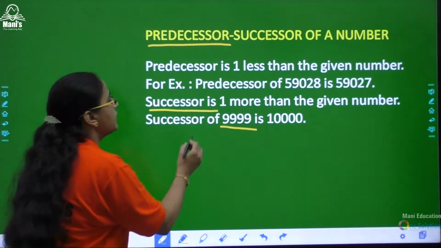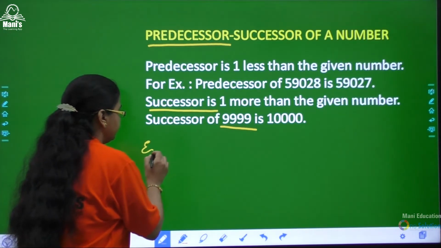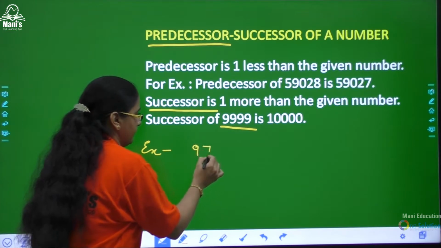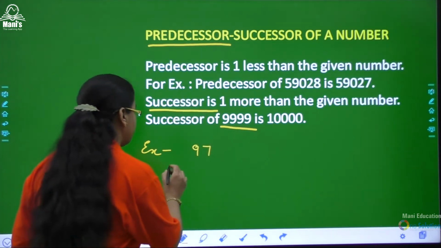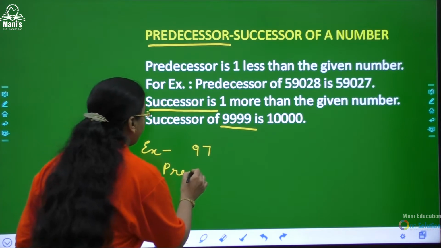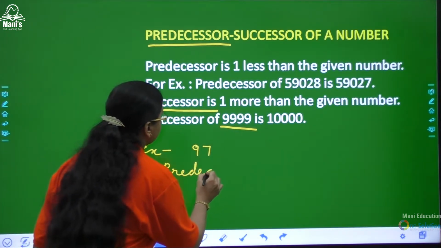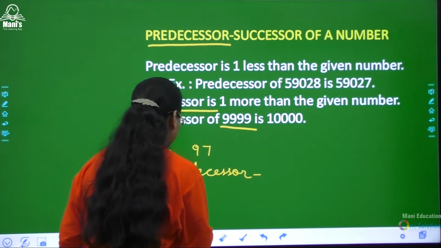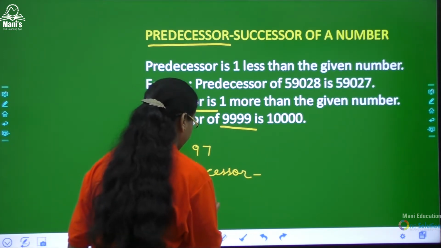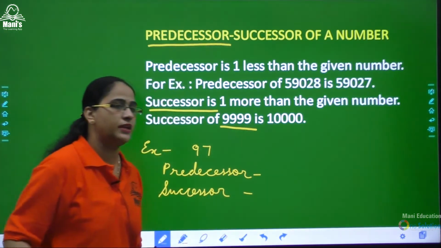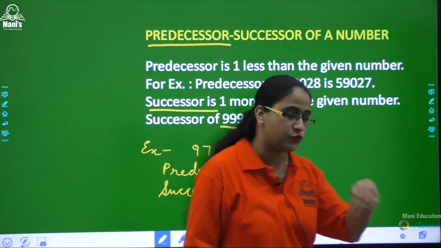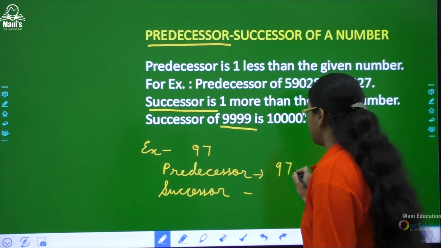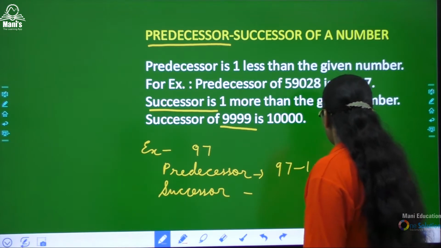Suppose I am taking an example. The number given to you is 97, and I have to write the predecessor and the successor also. As it is clear from the name, predecessor means we have to move down. So we do 97 minus 1, that is 96.